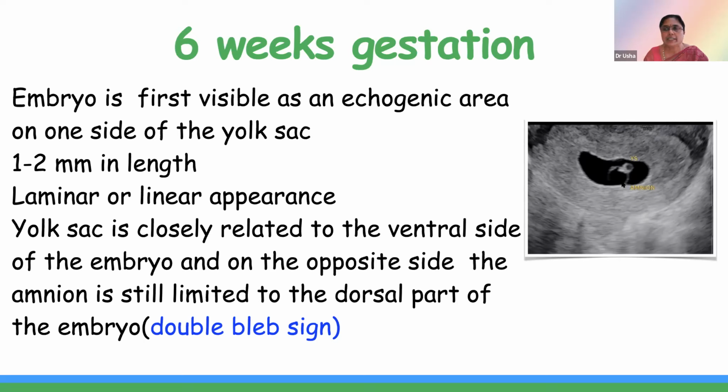Once the fetus elongates and undergoes its cephalocaudal bend, then slowly, as the amnion expands, it starts covering all the surfaces of the fetus. At this stage, it is called the double bleb sign.